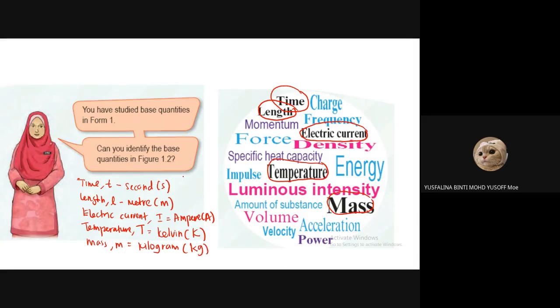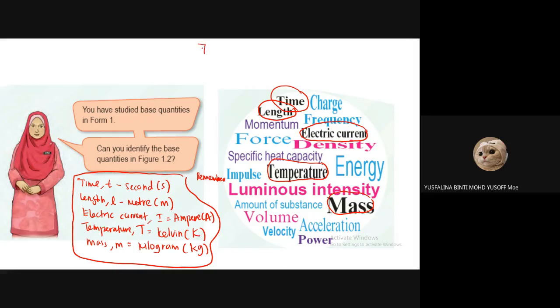For these 5, you have to remember. You have to remember these 5 base quantities, the symbol and the unit. I know for temperature we mostly use degree Celsius, but in physics, our unit for temperature is actually Kelvin. So how do you change from degree Celsius to Kelvin? I will give you an example.